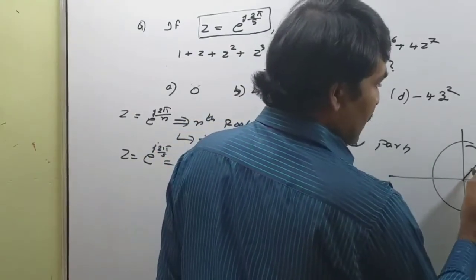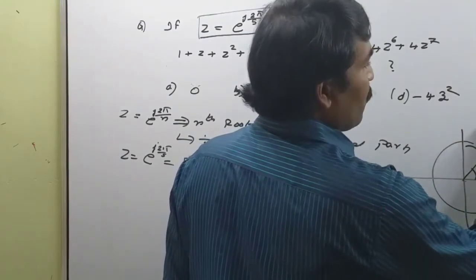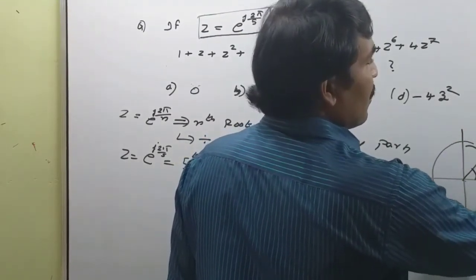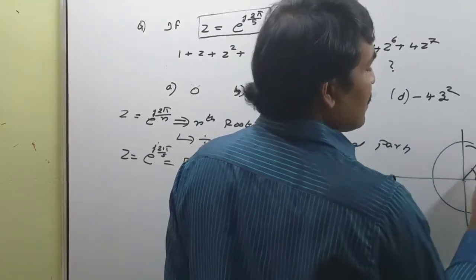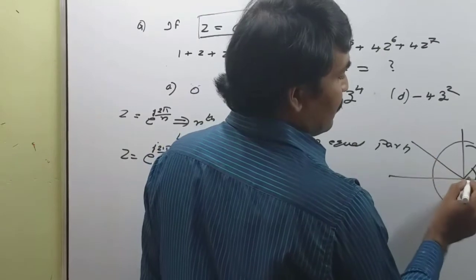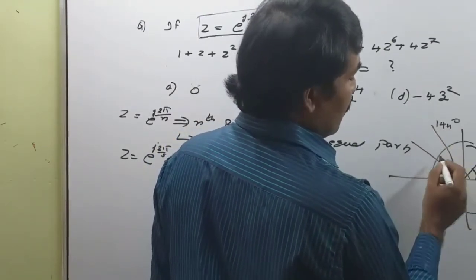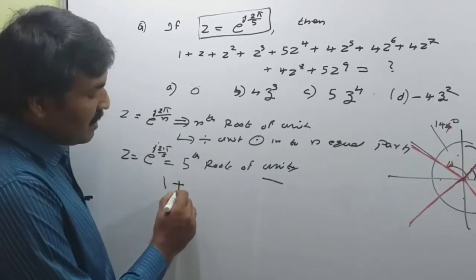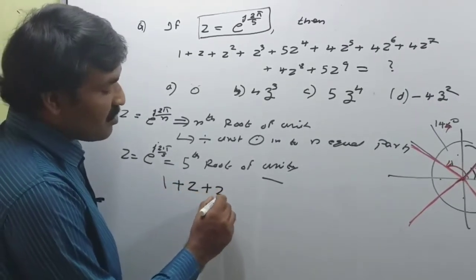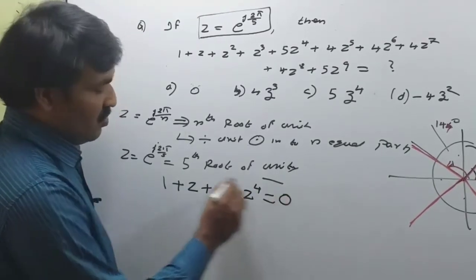First part, this angle is total angle 360 divided by 5. This is equal to 72 degree. So first is 72 degree, then 144 degree. 1 plus z square plus z raised to 4 is equal to 0.